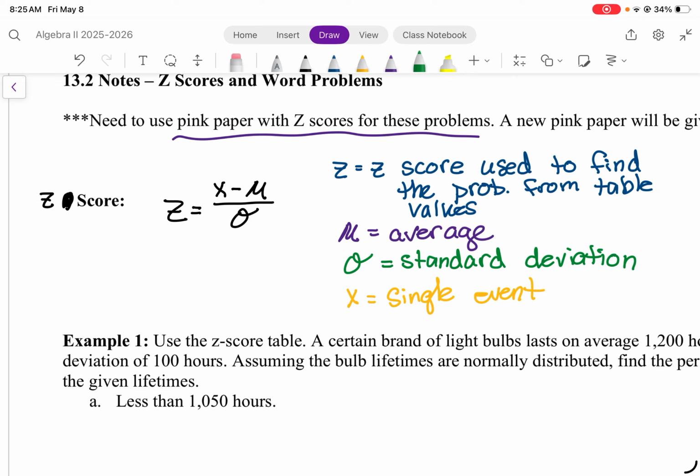This equation is something that you will need to have memorized for the test. So if you don't have it memorized, this is going to be a very hard test for you to complete because a lot of the problems are able to be completed using this method.